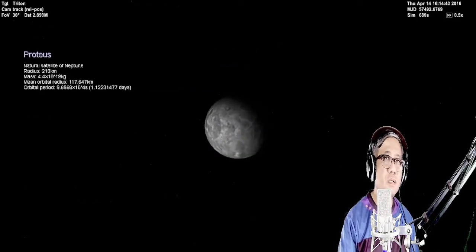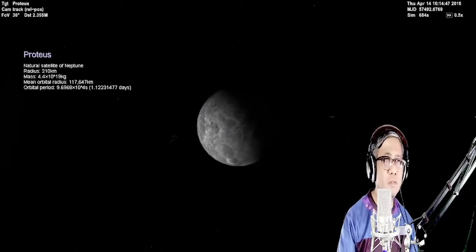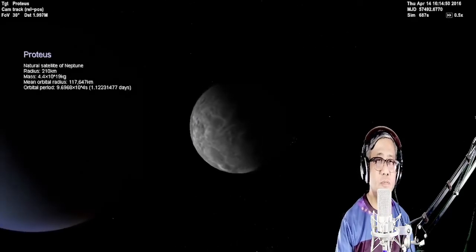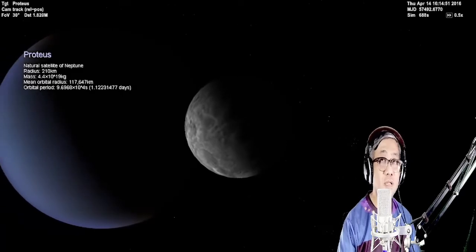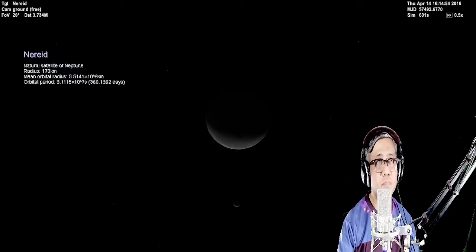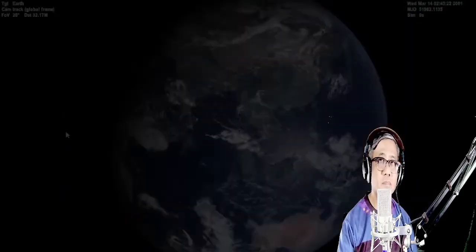Ayan. And Proteus, also one of the moons of Neptune. Proteus, parang that reminded me of amoeba. Scientific name of the amoeba is Amoeba proteus. Alright, kasi Neptune is the Roman god of the sea, di ba? Ang counterpart niya sa Greek mythology is Poseidon. Alright, this is Nereid. Very interesting tong Nereid because Nereid exhibits a highly eccentric orbit.